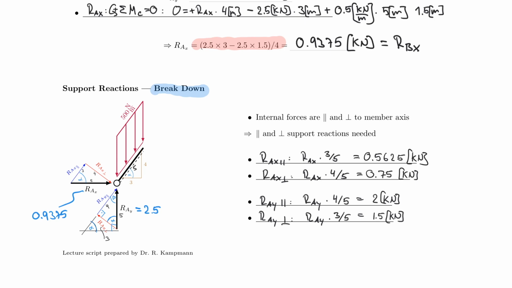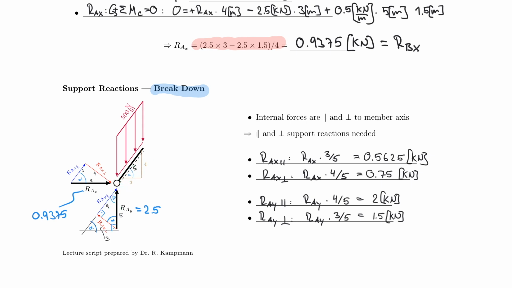So let me repeat what we've just done. We took the support reactions, the ones that are vertical and horizontal, in a global coordinate system, and broke them down into parallel and perpendicular components. So here are the perpendicular components. In fact, in this picture, the perpendicular components are red and the parallel components are blue. And to do that effectively, I had to use the 3, 4, 5 triangle that tells me exactly how the geometry of the system is arranged.